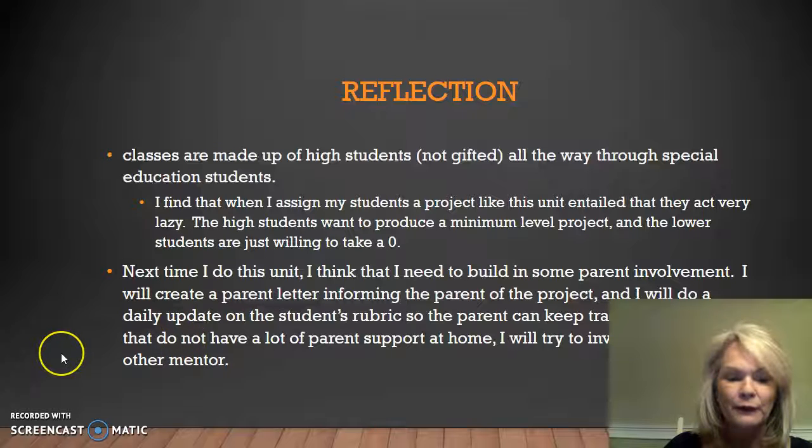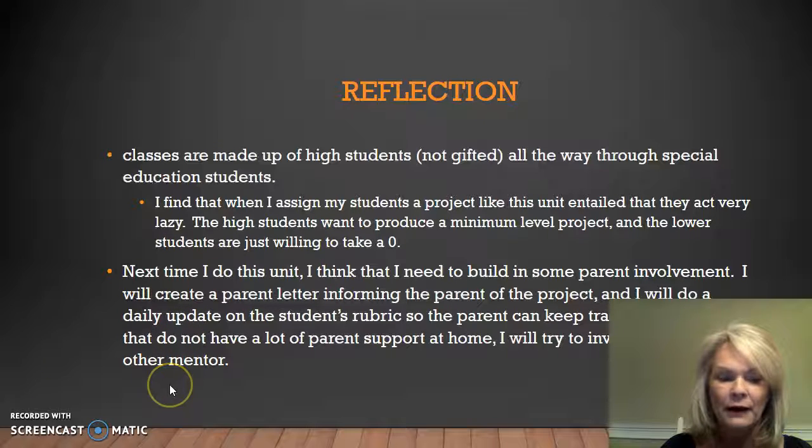So to prevent this, I would like to build in an element that has parent involvement where they know what's going on with the project. And if a student doesn't have a lot of parent involvement, maybe involve a coach or other mentor. Otherwise, I think the unit went well.